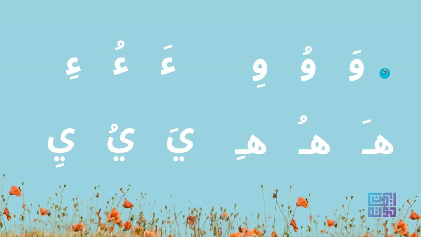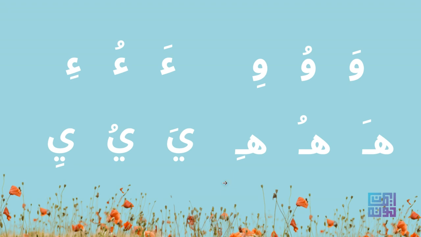Okay, let's read them together. Ready? Let's start. Wa. Turn your lips round properly and then open sideways. Wa, wu, wi. Ha, hu, hi. A, u, i. Ya, yu, yi.